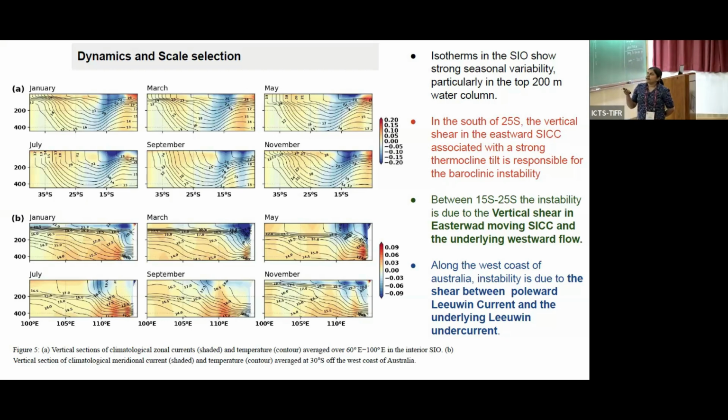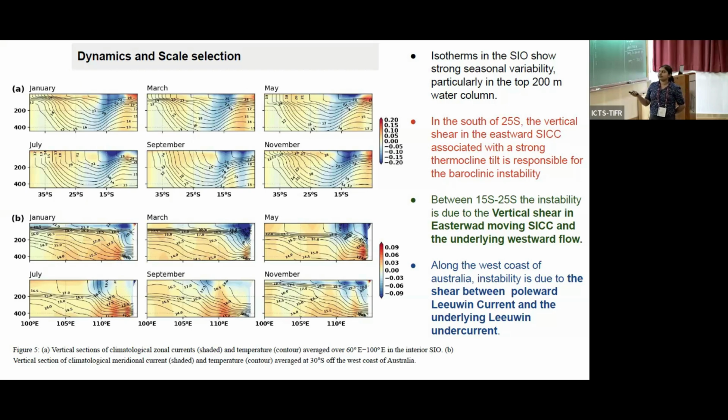So here what we can say is that south of 25 degrees south, the vertical shear in the eastward SICC, that is this current, associated with the tilt in the isotherms is generating baroclinic instability. Similarly, if we look at the other seasons, we can see that the isotherms are very deep, they are well mixed and they are stable. So the baroclinic instability is less there. And if we look into this region, this is the meridional current off the west coast of Australia.